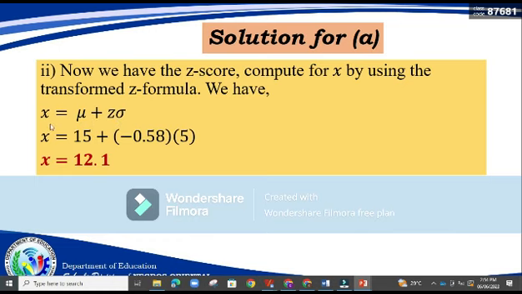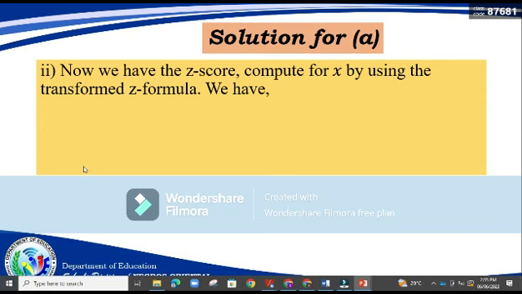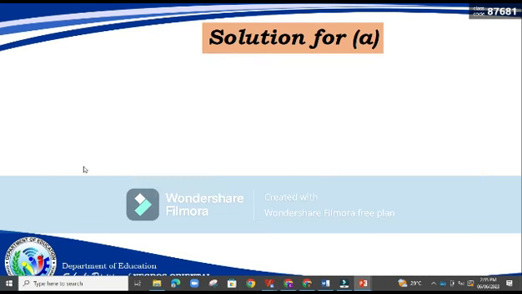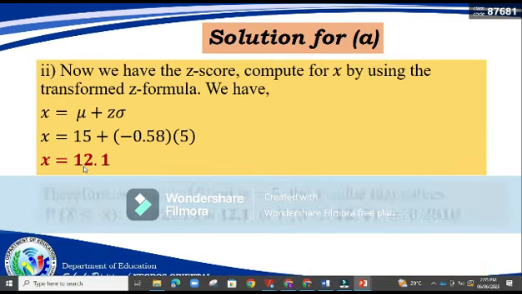Now cross multiplication, we can have this one. X is equal to mu or mean plus the z-score times the standard deviation, by manipulating the formula of the z formula in terms of x. So x is equal to 15 plus z is negative 0.58, then standard deviation is 5. Then x would be 12.1. Okay, so we just simply substitute the values.